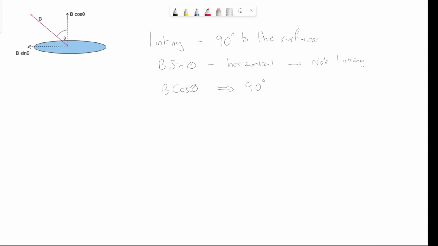So the total magnetic flux that links this surface will be B cos theta times A, simply written as phi equals B A cos theta.